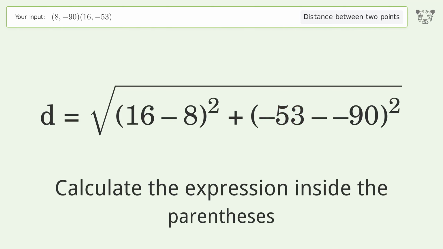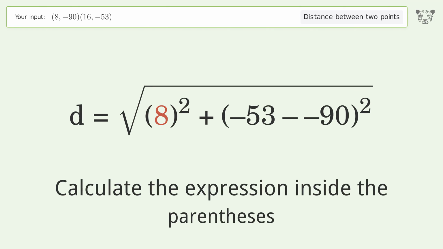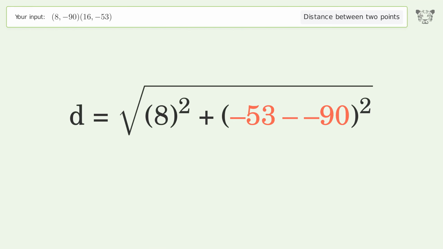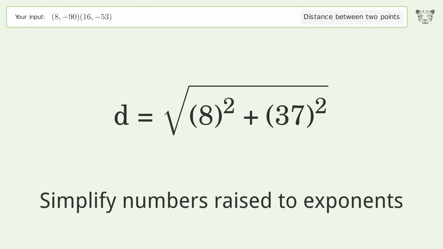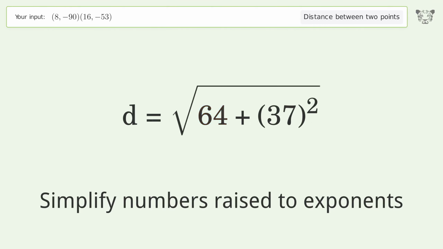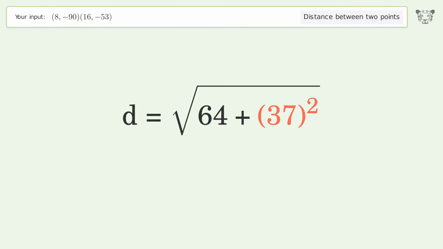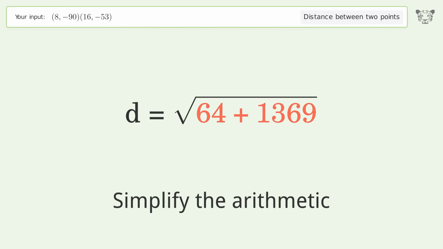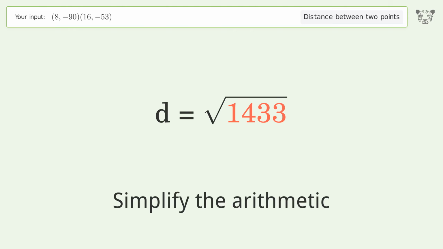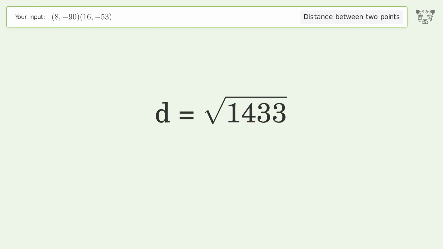Calculate the expression inside the parentheses. Simplify numbers raised to exponents. Simplify the arithmetic. And so the distance between the 2 points is the square root of 1,433, or 37.855.